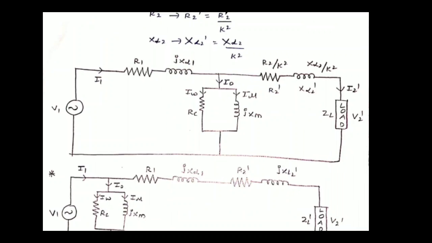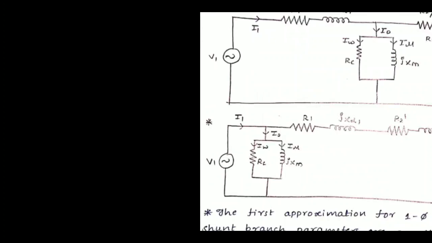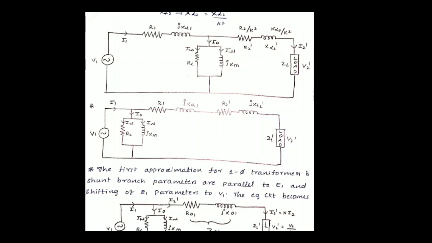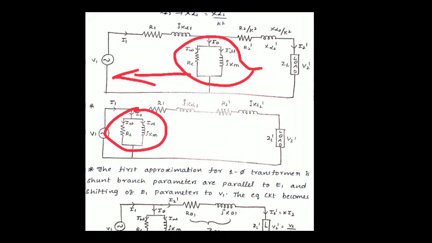So this is also an exact equivalent circuit of the transformer, there is no approximation. Now the first approximation: we have to shift the no load branch parameters of the transformer from here to here, that is, near to V1. Actually in between this node and this node, we have a Z1, that is the R1 plus jXL1 branch.